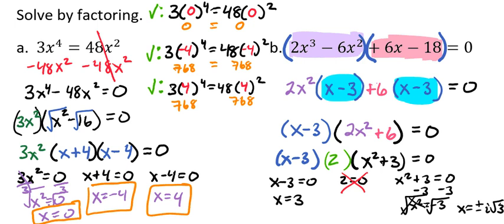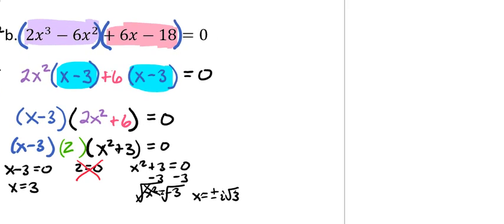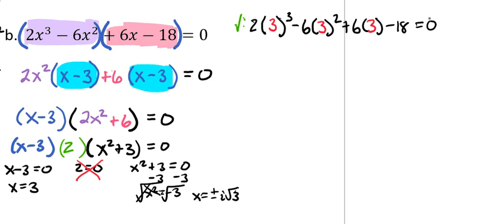And now we just need to check our solutions. So we'll scoot this over where we have a little bit more room. So we'll check our first answer, where we'll have 2 times 3 quantity cubed minus 6 times 3 quantity squared plus 6 times 3 minus 18. And we want to know, does that equal 0? So if we plug that into the calculator, we're going to see that this right here equals 0, which confirms that x equals 3 is a solution.